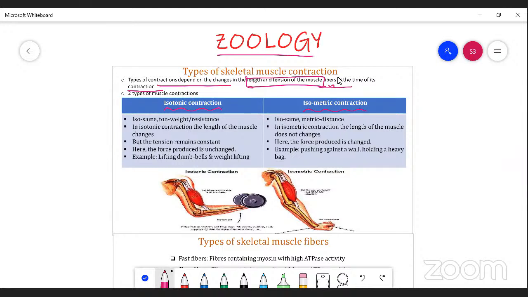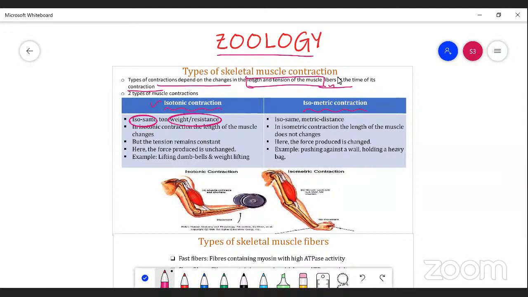So what is the isotonic? Iso means same. Tonic means weight or resistance. Tonic means what? That means ton. Ton means weight or resistance. Based on the weight or resistance, the contraction takes place. So that condition of the contraction is known as isotonic contraction.